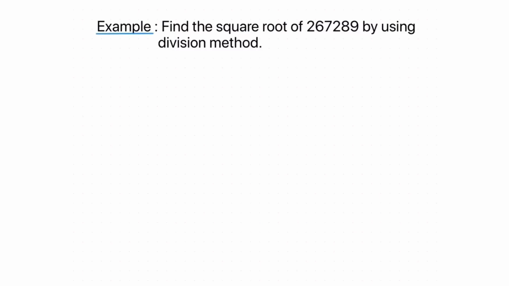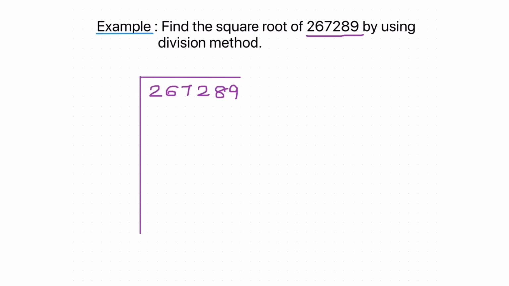Now let us look at one more example to find the square root of a large number. Find the square root of 2,67,289 by using the division method. First, we will draw lines vertically and horizontally in this way and write the number 2,67,289 here. Next, we will group the digits in pairs starting from right to left in this way.